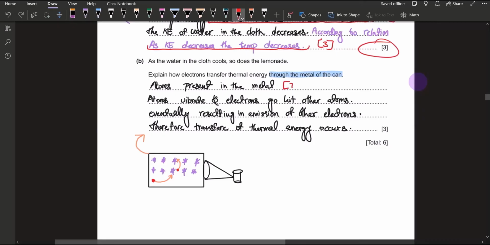And for this question, you'll get marks based on the first statement, atoms present in the metal, because we are talking about solid. And the second mark is going to be for explaining what happens to the electron. You can even draw and explain it in your own words. Here, this is going to be for the second mark. And the last mark is going to be for the fourth line. And this is going to be our third mark. And we are done with question number 3.